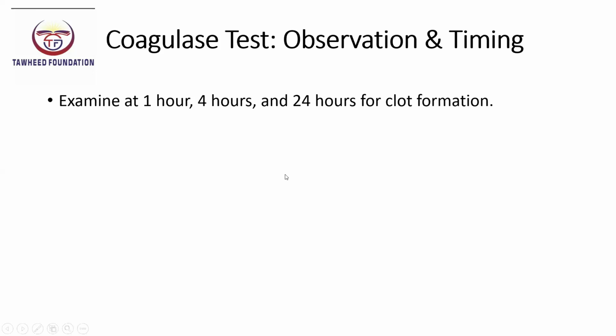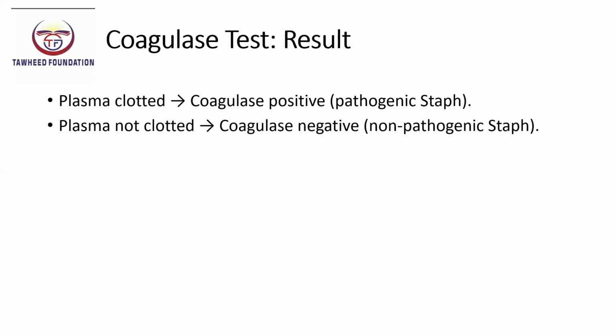Observation and interpretation. Clumping on the slide, positive bound coagulase, indicates S. aureus. Clot formation in the tube, positive free coagulase, confirms pathogenic S. aureus. No clumping or clotting means coagulase-negative staphylococci. Clinical importance: for diagnosing infections caused by S. aureus, differentiating pathogenic staphylococci from harmless species, and helping predict virulence, since coagulase enhances bacterial defense against host immunity.